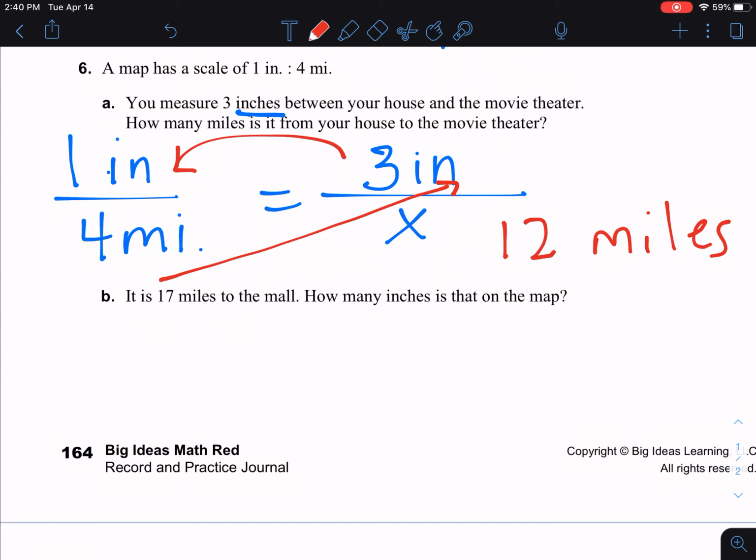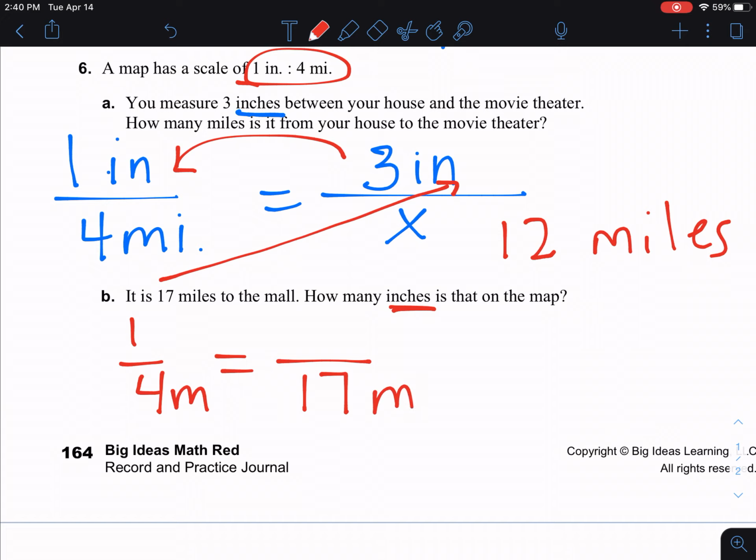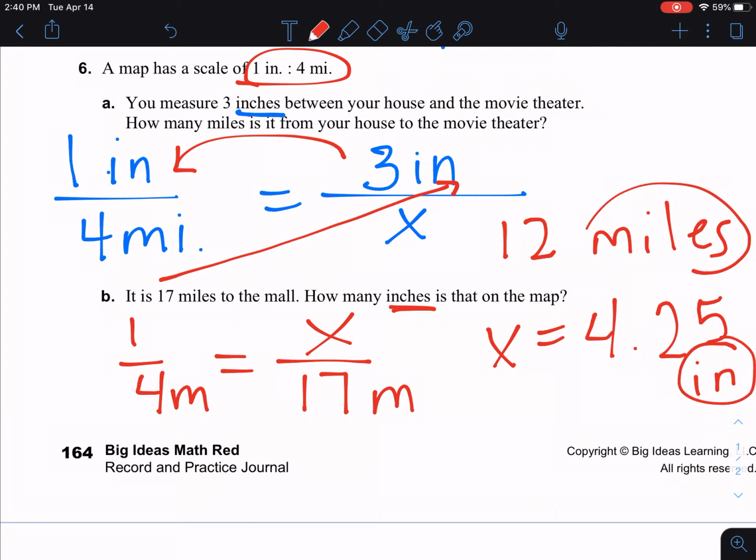The other way around, using the same scale factor that they've given us, is that my house is 17 miles to the mall, so how many inches is that on the map? Since this is miles, I'm going to put my miles down here. That's what they've given me. And I'm going to be finding x. I would be doing 17 times 1 divided by 4, which gives me 4.25 inches. Always making sure that I am labeling my answers.